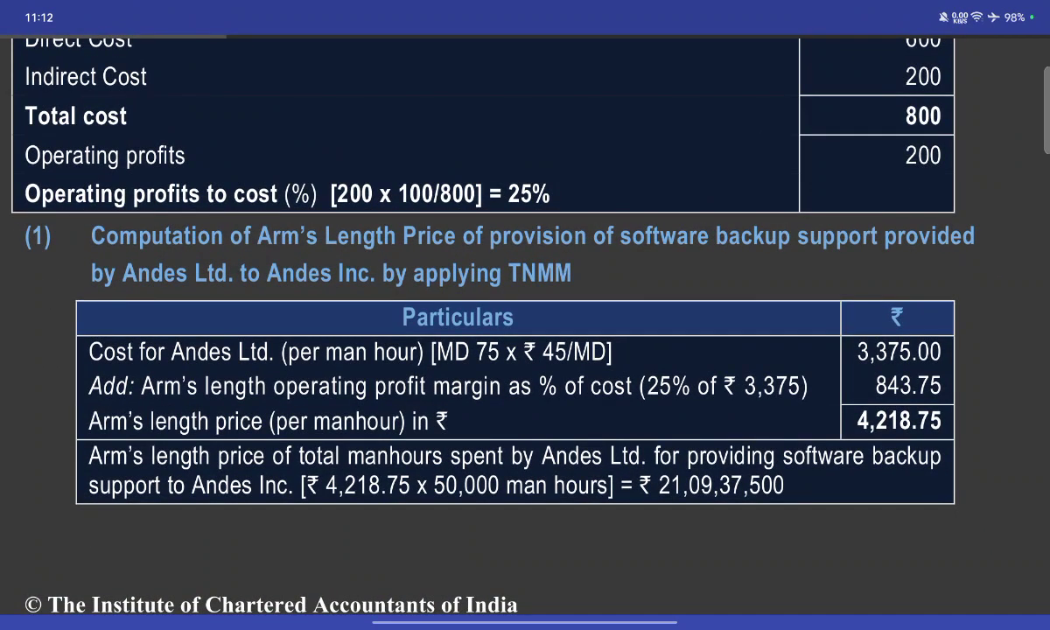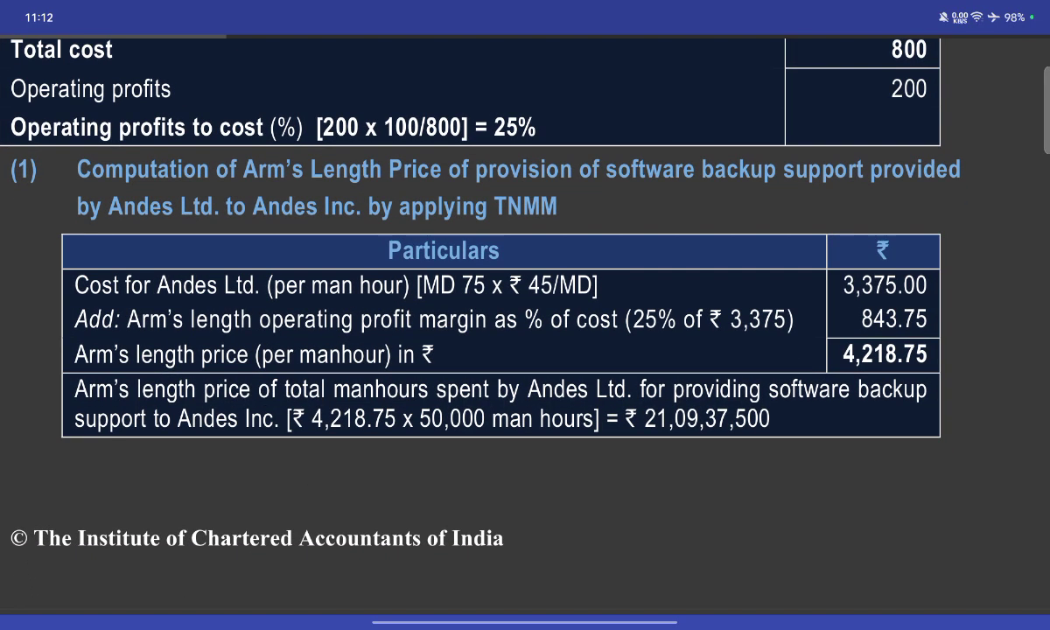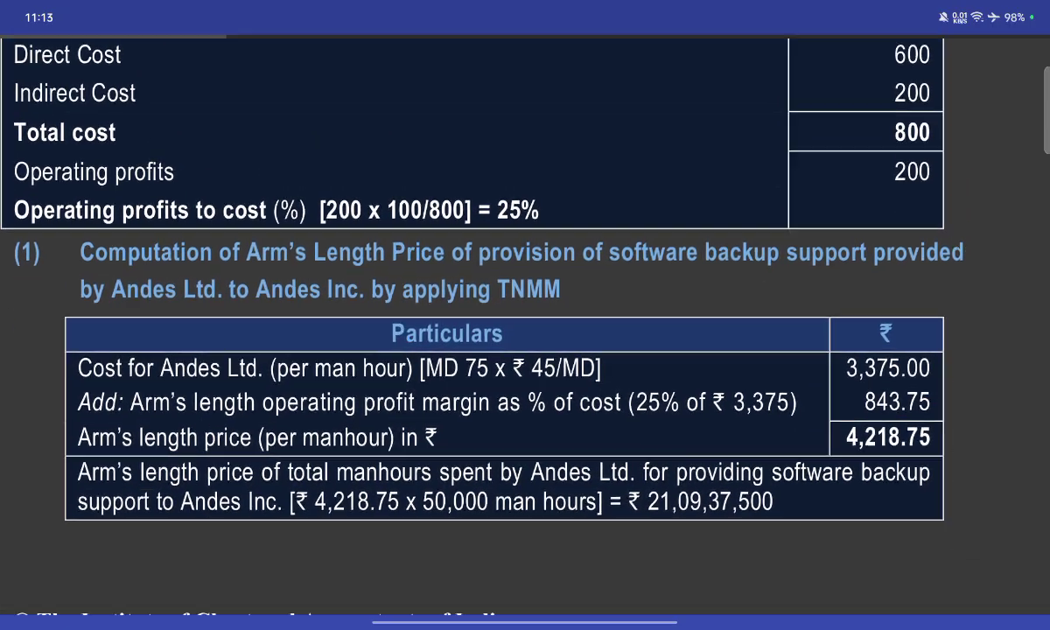Compute the arm's length price of the provision of the computer backup software provided by the Andes. Cost of Andes per annum is 75 into 45, 3375. Arm's length operation profit is 25 percent of that, so 835 rupees plus, arm's length transaction is 4281. Arm's length price of the total man hours spent by the Andes is 70,000 hours into 4281, which is 21 lakhs. 9 lakh 37,000 is to be added to the profit.